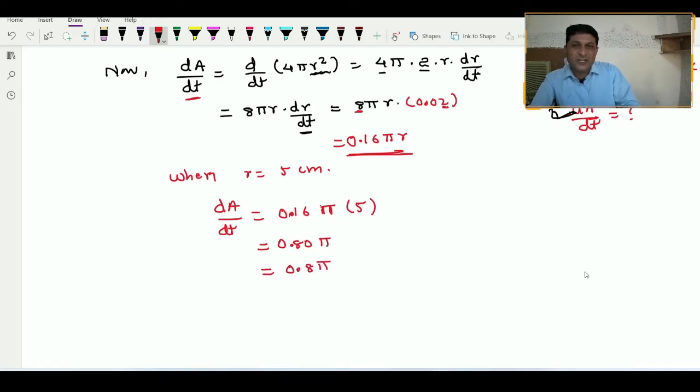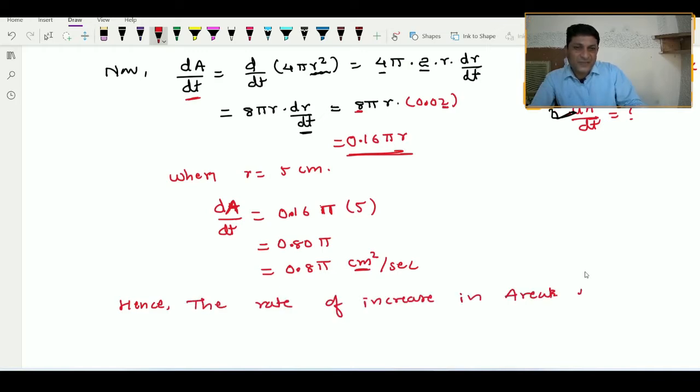Since this is the value of dA by dt, meaning the increase in area, the unit of measurement will be centimeter square per second, because we know that the unit of measurement for area will be a square unit. So hence the rate of increase in area is 0.8 pi centimeter square per second, and this is the value which we have to find out here.